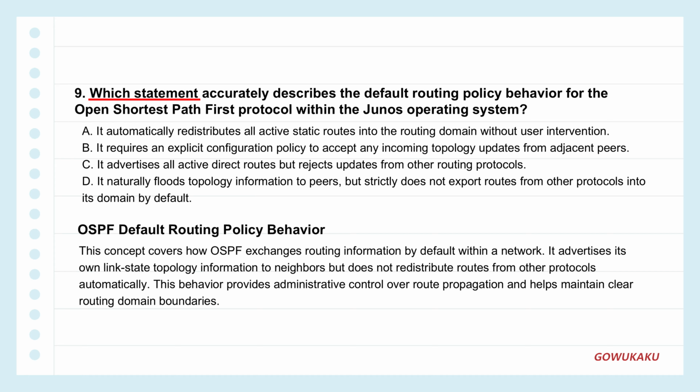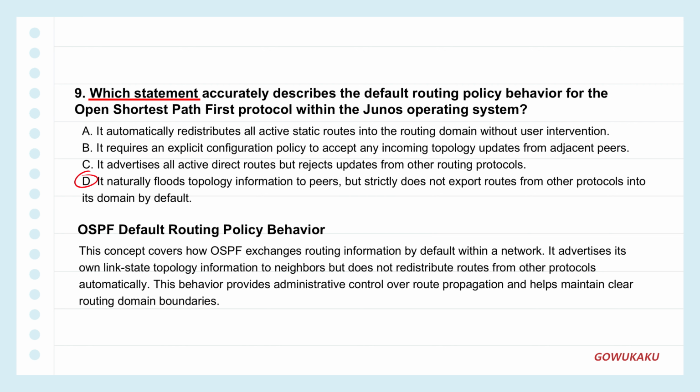I'm really curious about A. Automatically redistributing all active static routes into the domain sounds highly efficient. Like, why wouldn't it just do that? Efficiency without strict boundaries is exactly how you get catastrophic routing loops. Oh, yikes. Yeah, the correct behavior is D.